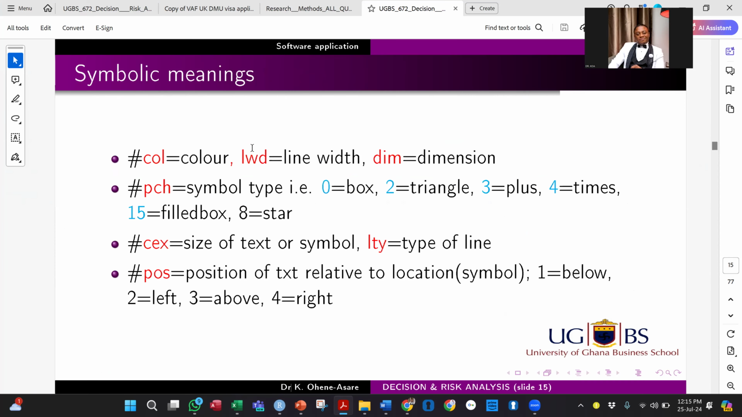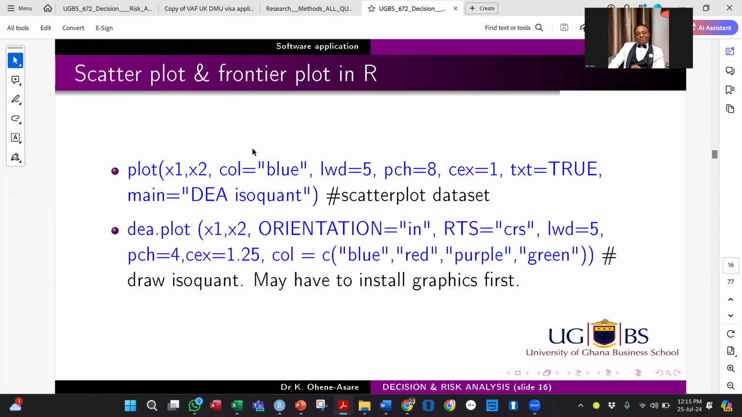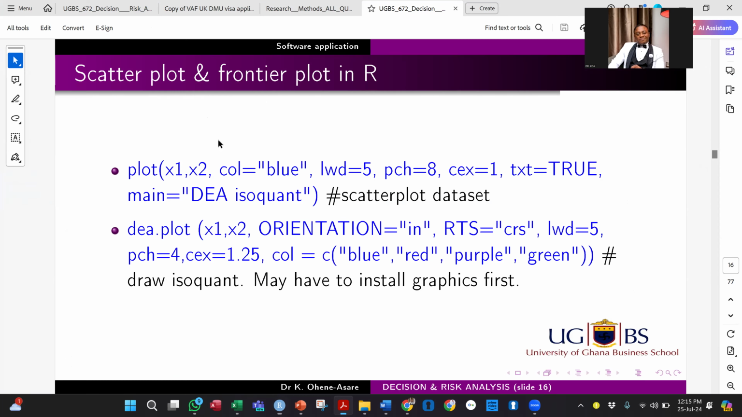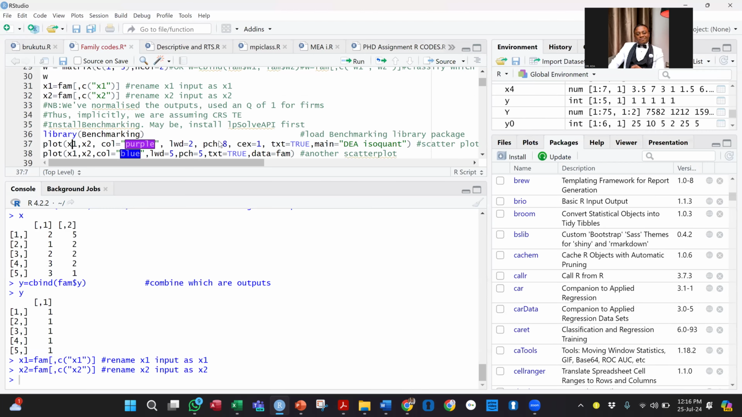The PCH is a type of the symbol. Okay? And here I have 8. You can change the symbol to 15. 15 will be a filled box. Now you guys are having, I think, 8. I want to change this 8 to 15 so that you see how it will be different from mine.